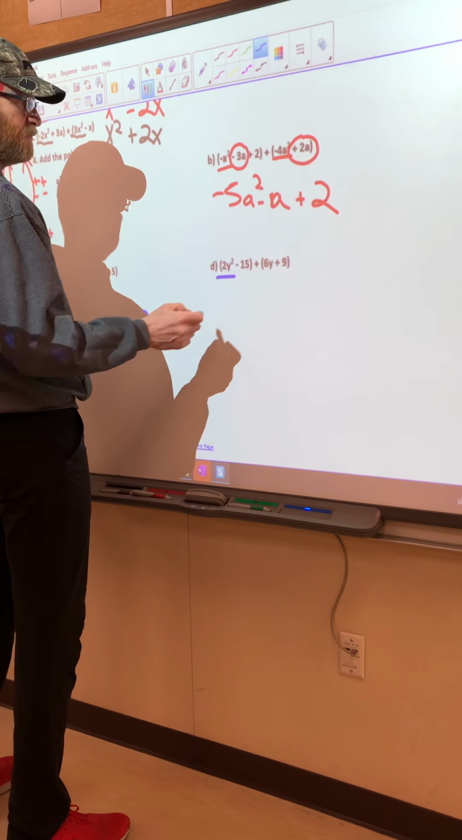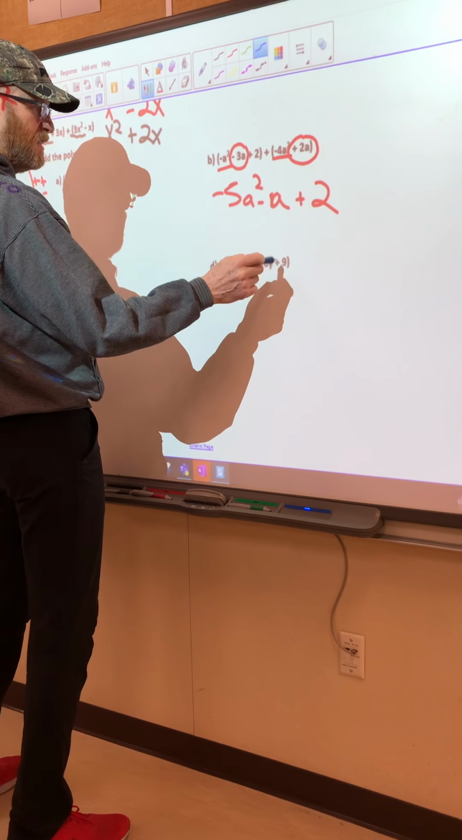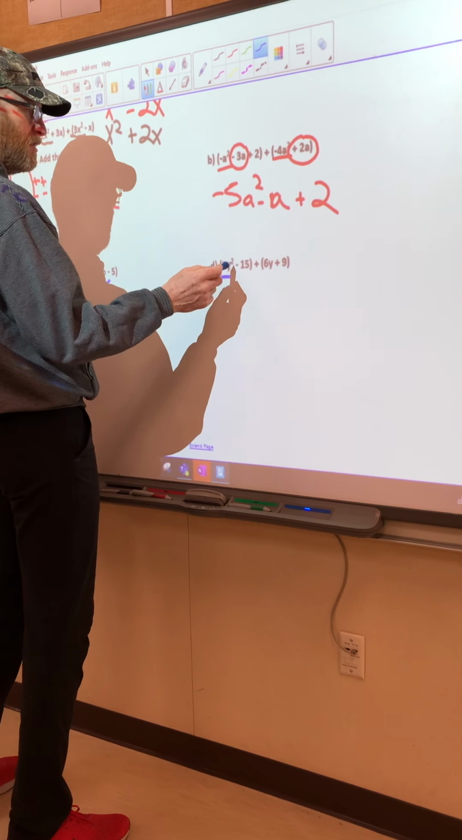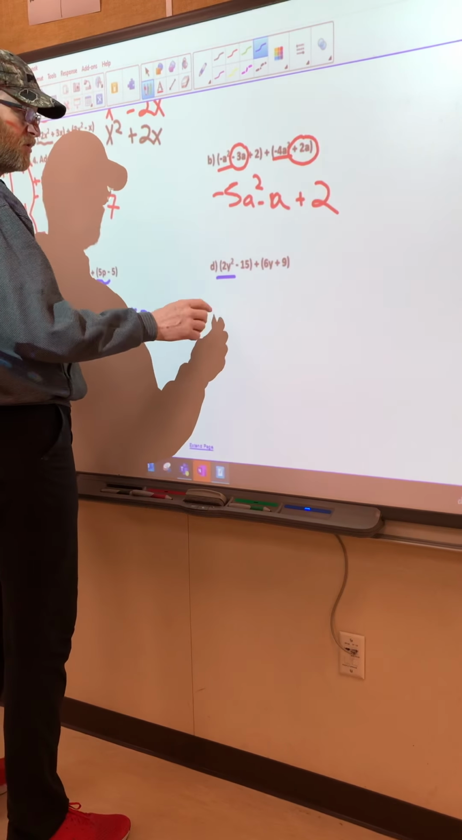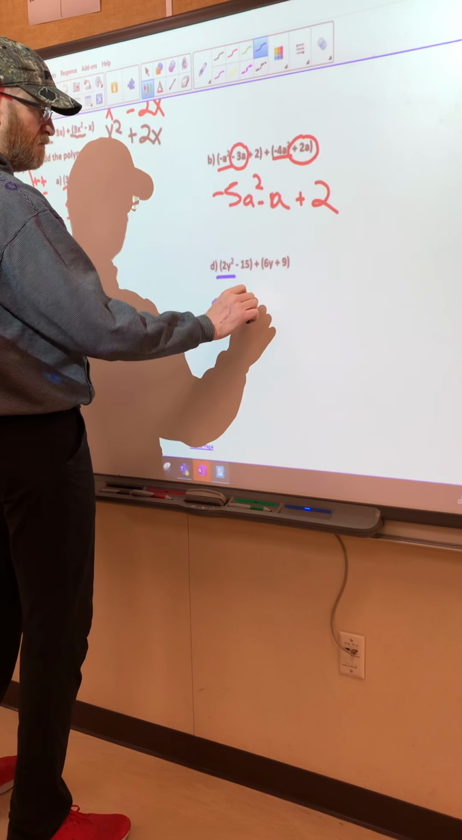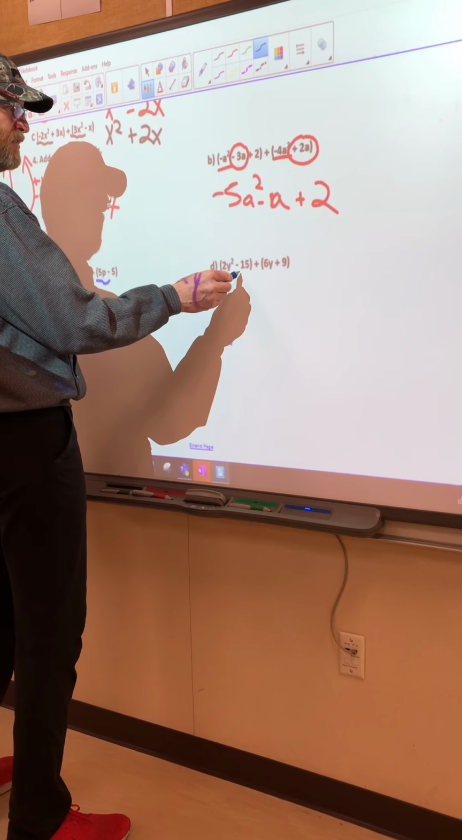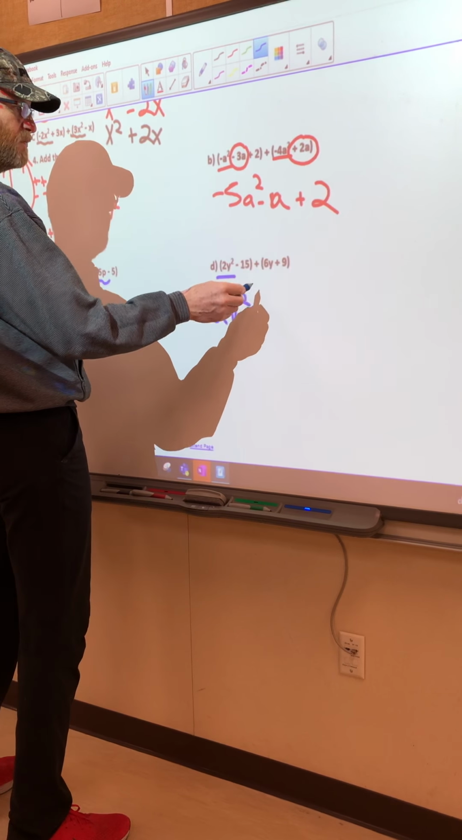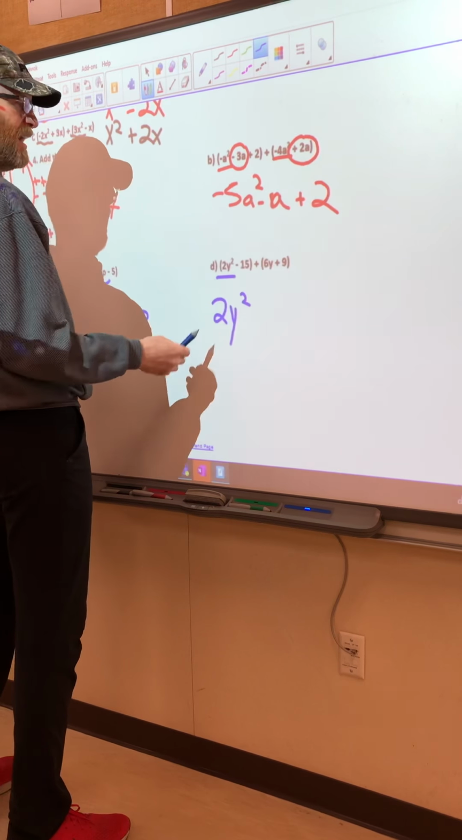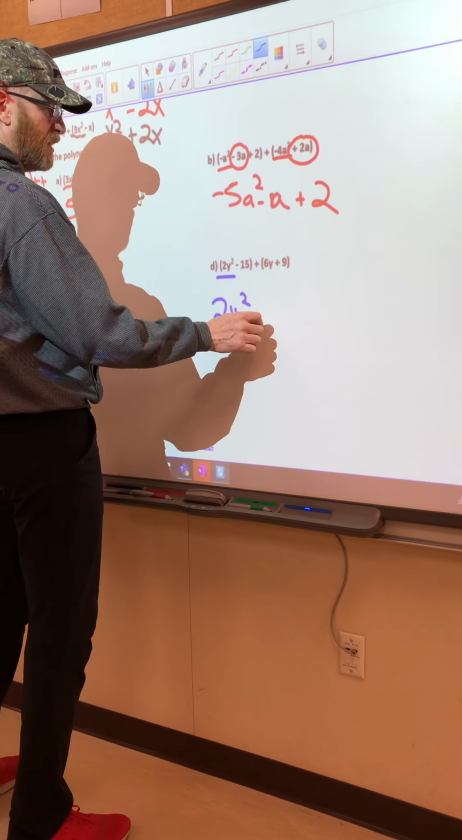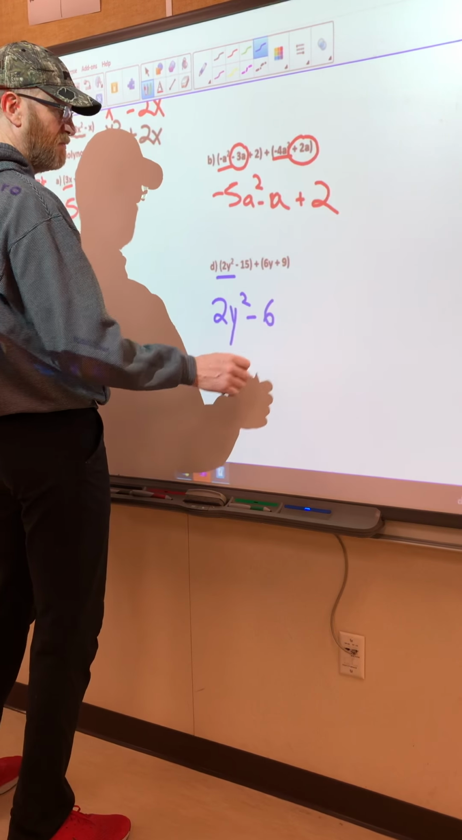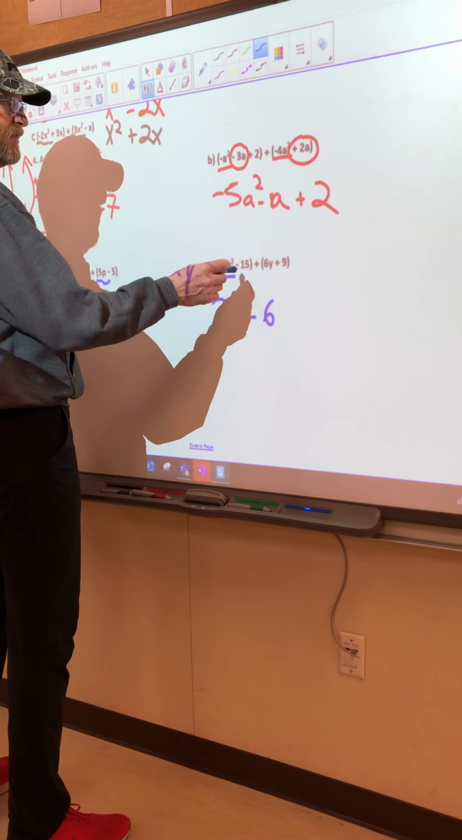2y squared plus 6y. There isn't anything else. There is no other variable with an exponent of 2. There isn't one, so we just bring it down and put it here. Negative 15 plus 9. So we're at negative 15, add 9 degrees, get warmer from negative 15. So I think we're going to go to negative 6. Because 15 take away 9 is 6.